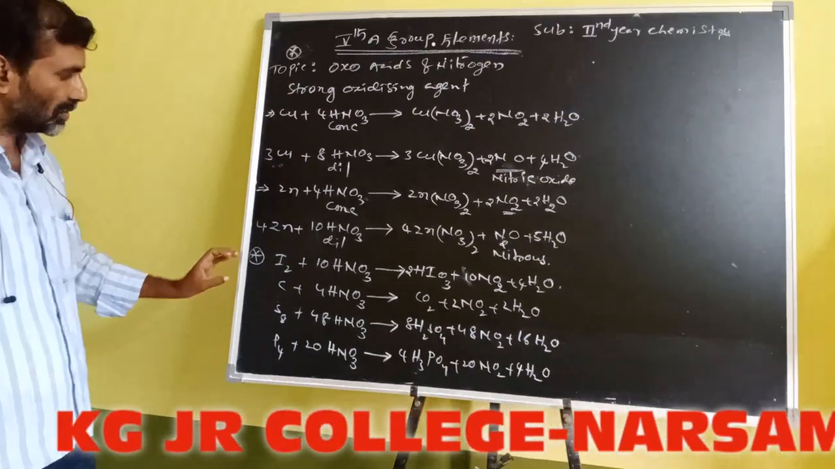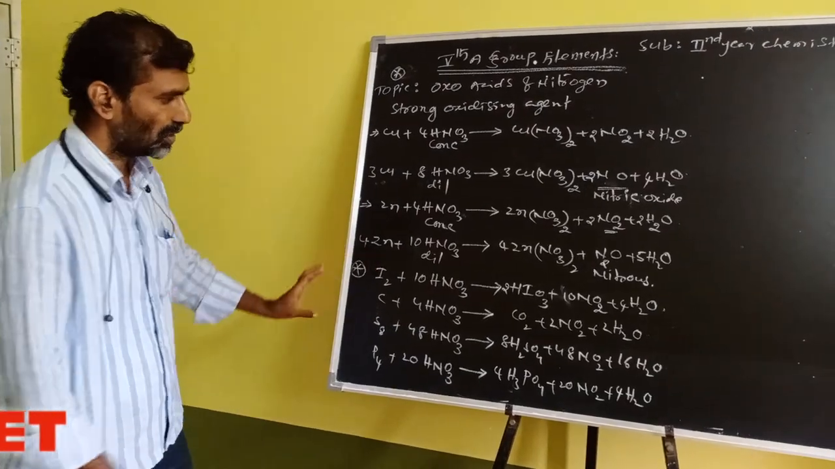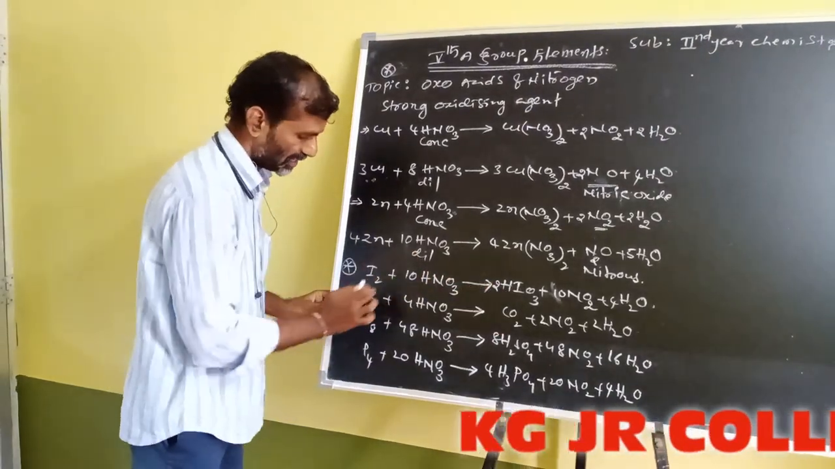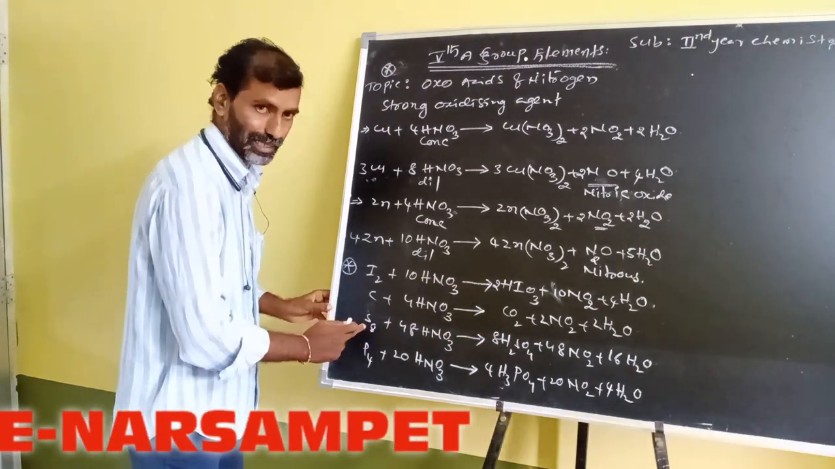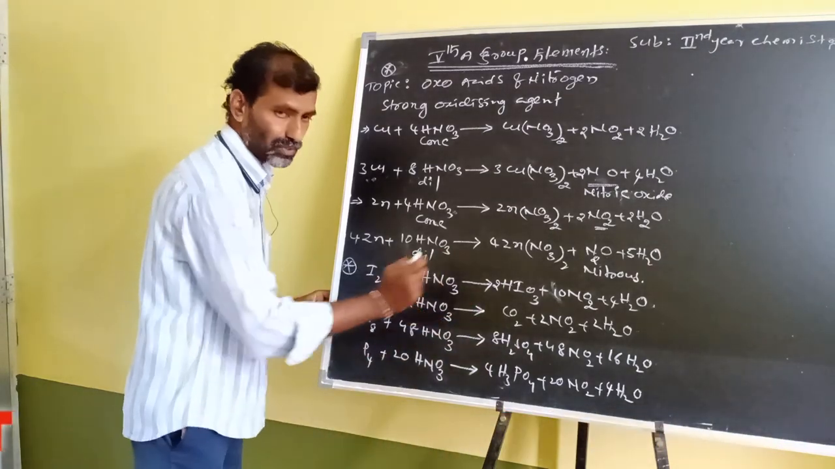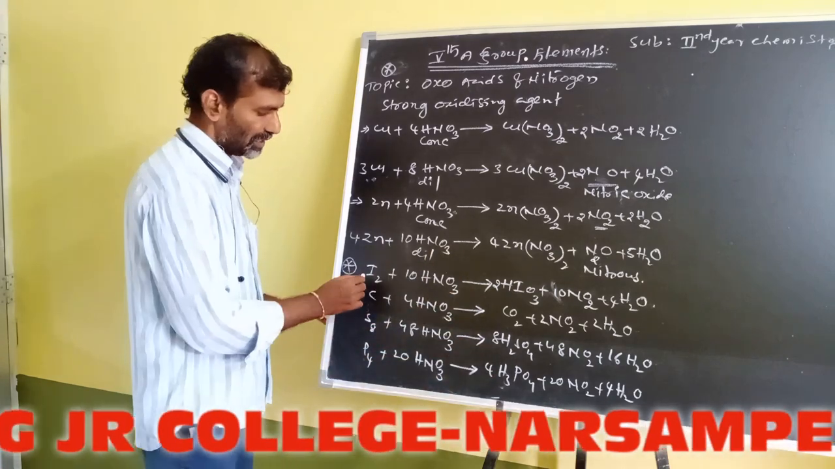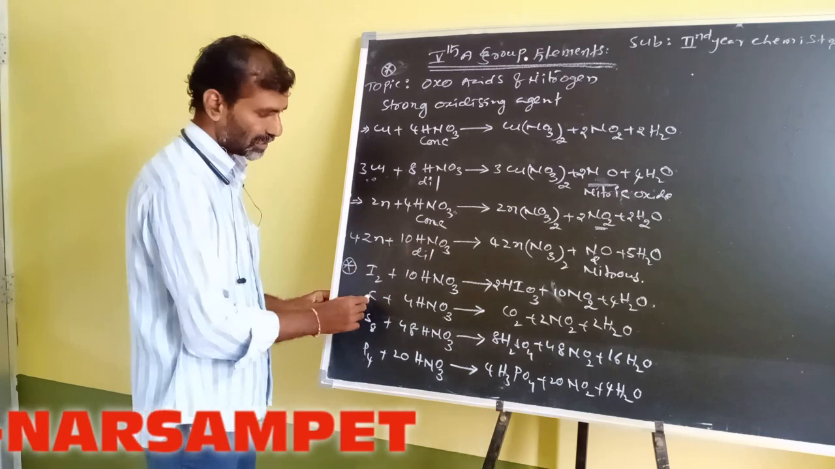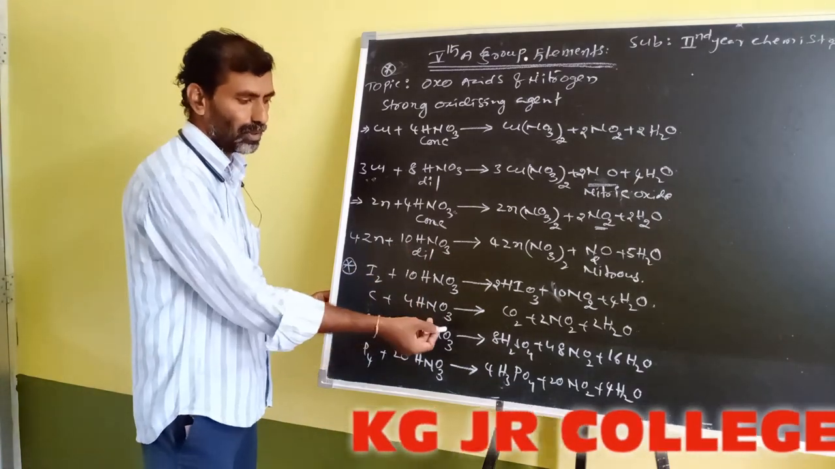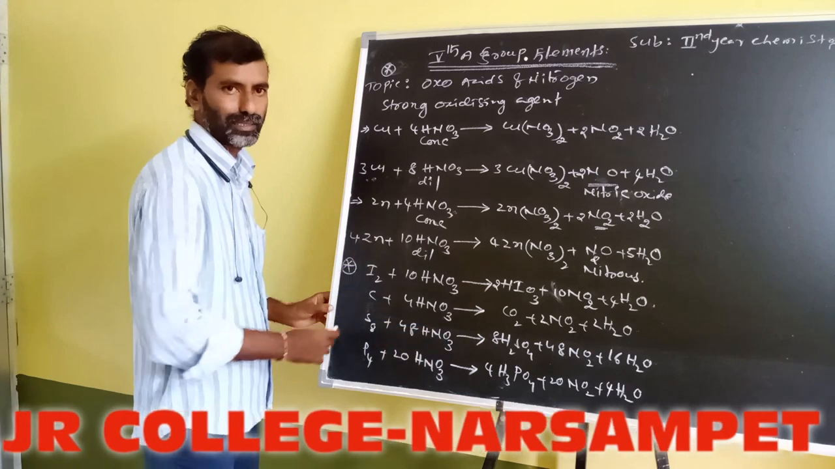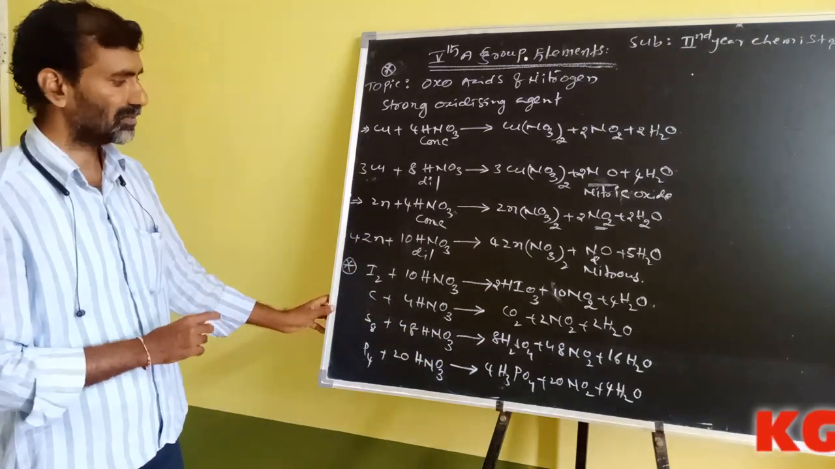Okay, this is about oxidizing properties of HNO3. Iodine to iodic acid. Carbon to carbon dioxide. S8 sulfur to H2SO4. Phosphorus to phosphoric acid. So all these are oxidizing reactions of HNO3.